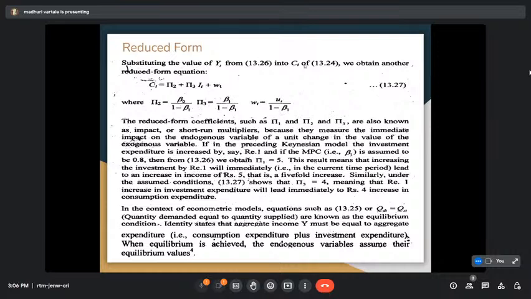In the context of econometric models, such equations as QDt = QSt, that is, quantity demanded equal to quantity supplied, are known as the equilibrium condition, where both the factors are identified. That is, consumption expenditure plus investment expenditure are responsible for the change in your income level or change in your consumption level. Okay, so when this equilibrium is achieved, then the endogenous variables assume their equilibrium values.